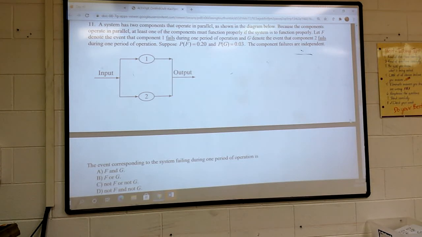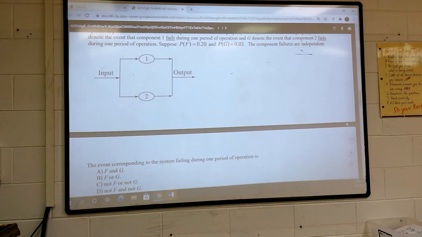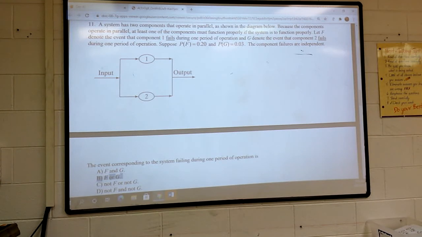So how do we find the probability of only one of them failing? That's the probability of F or G, because only one of them has to fail. F could fail, G could fail, or they both could fail, right? That's the probability of F or G. F and G would mean they both fail. That doesn't have to happen. So that's what we would try to find: the probability of F or G. That means the first one fails or the second one fails, because if either one of them fails, the thing's not going to work.